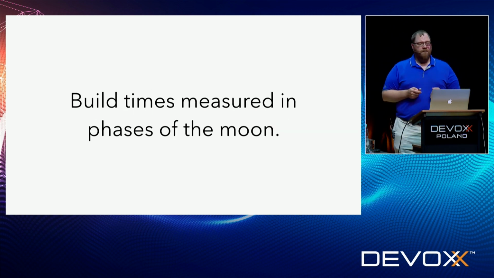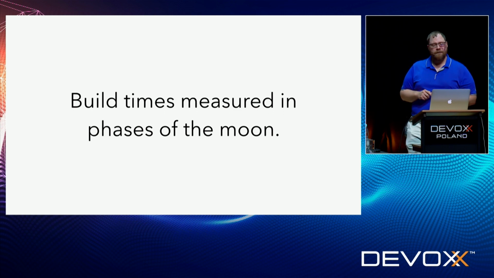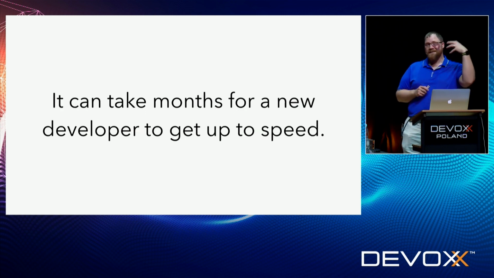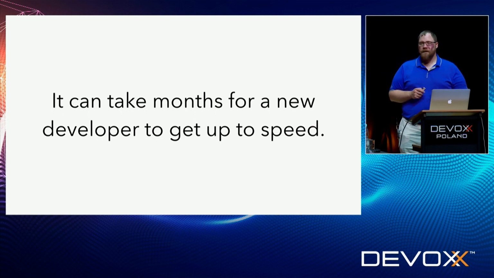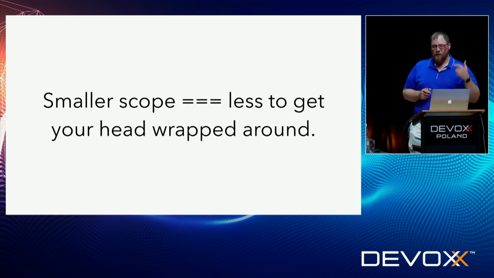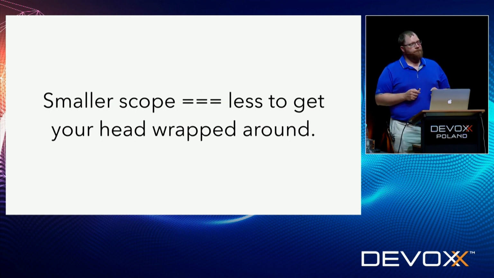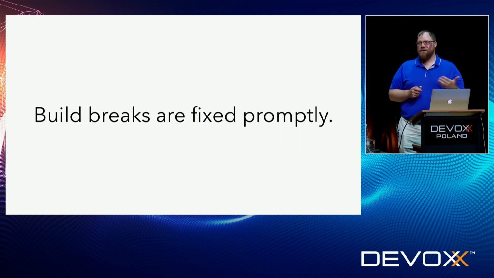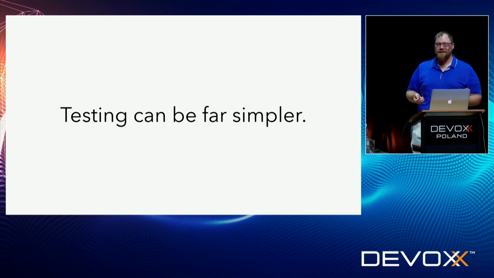I've seen projects where the build time was almost measured by phases of the moon. It's like, yep, it's going to take 24 hours if we're lucky. I've seen instances where getting up to speed was a months-long process. And we have to think about that. The long stretch here to being productive is not good for any of us. If I have a smaller scope, much easier to get my head wrapped around that. Smaller scope, my builds are going to be fast. When we break the build, we fix it quickly. It can be much simpler to test in these environments.